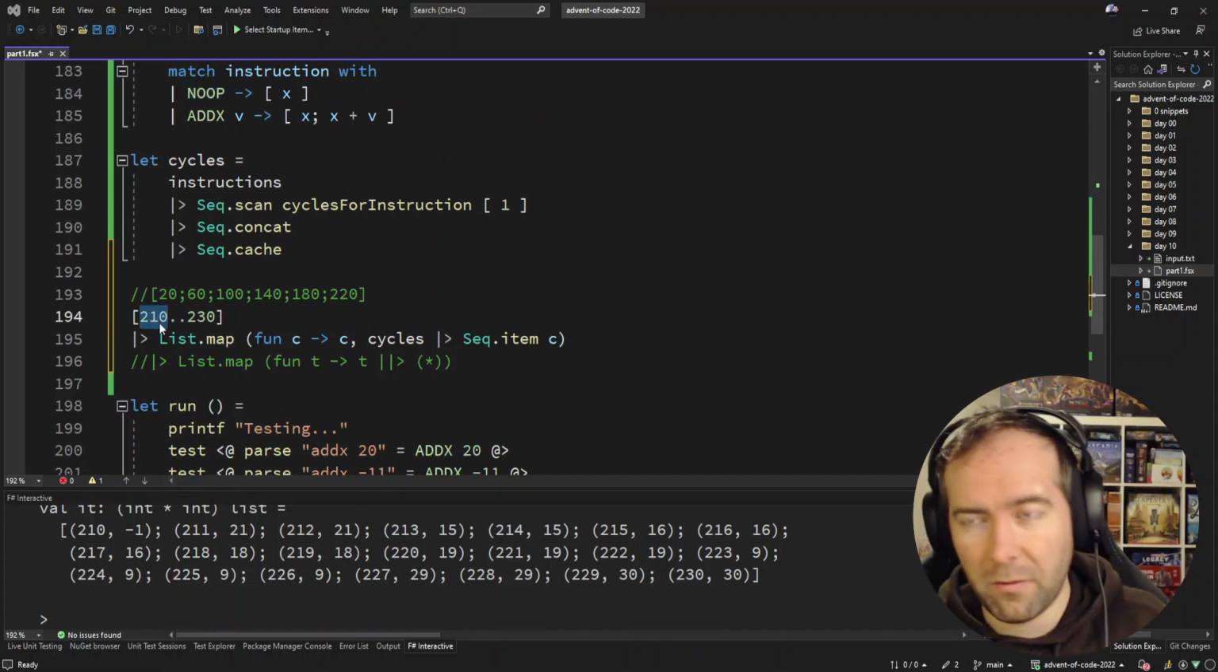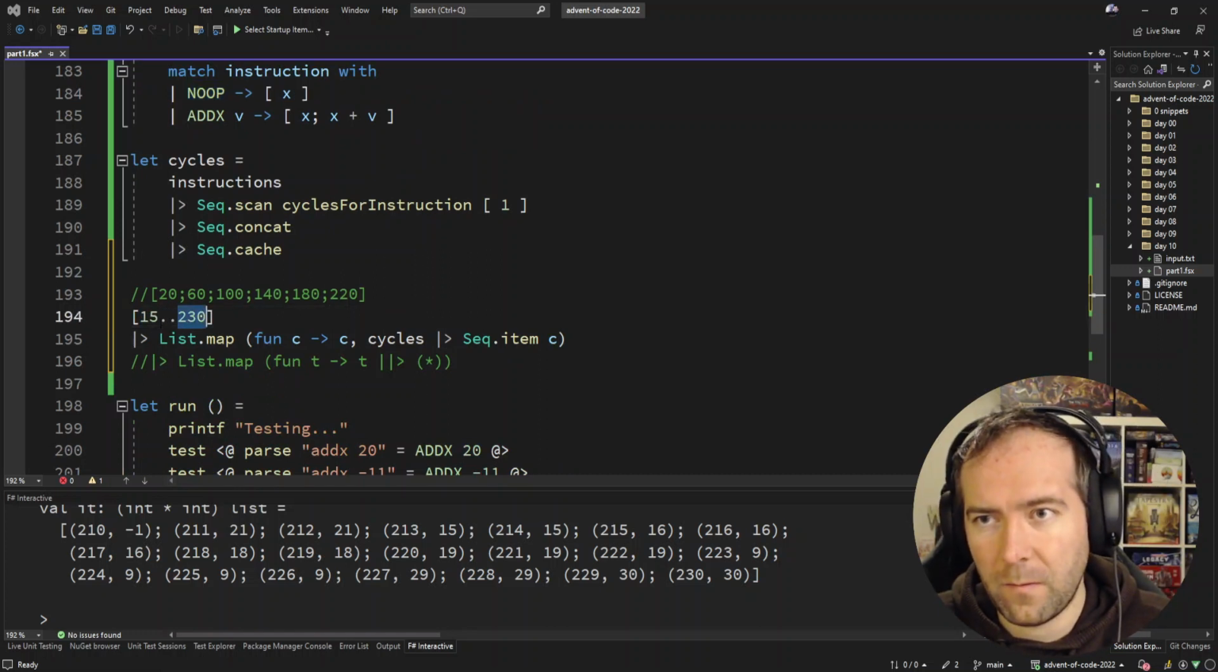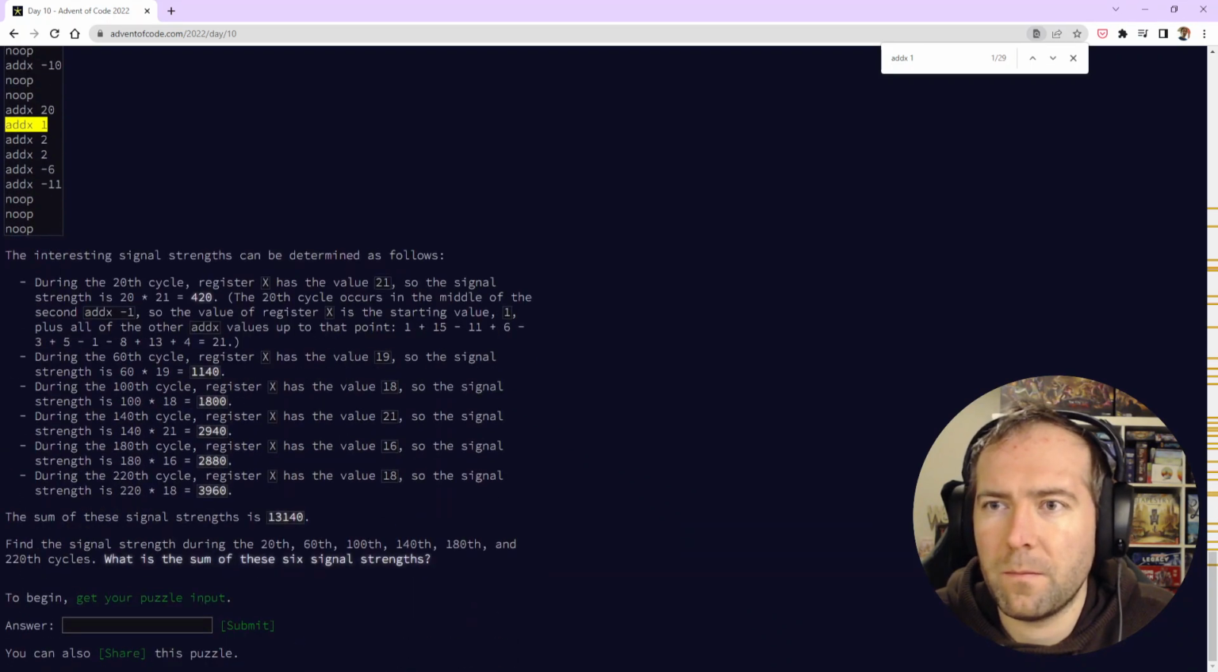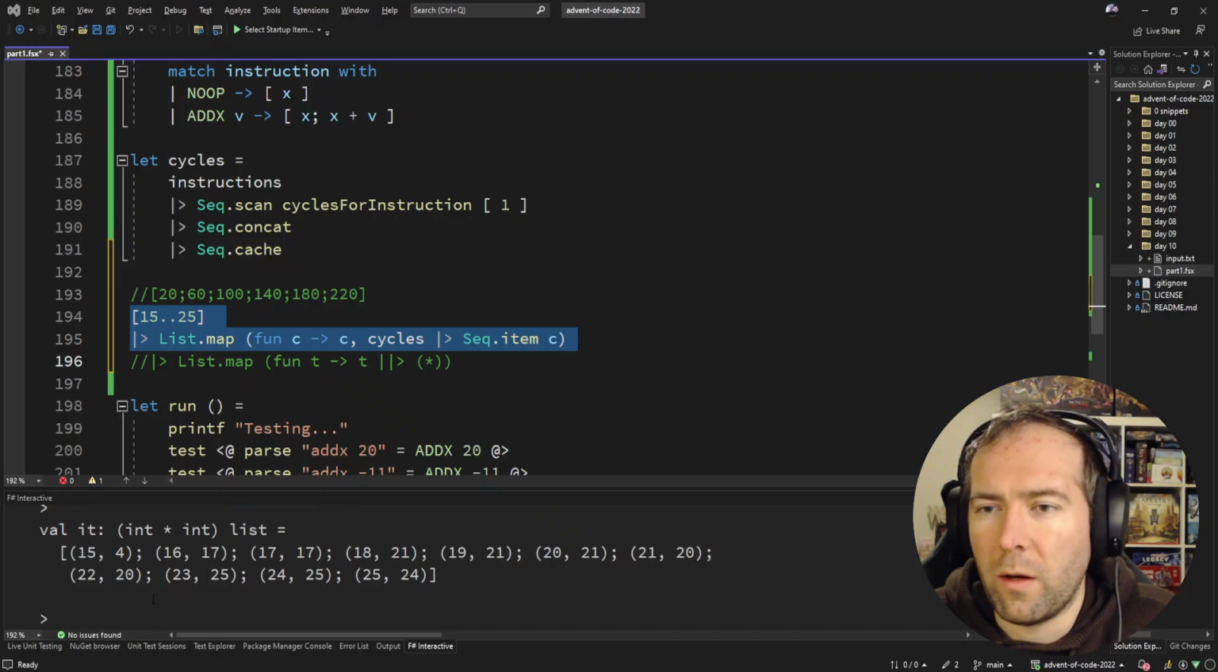Let's take a look at everything around 20. Are those more stable? What should 20 be? 21.